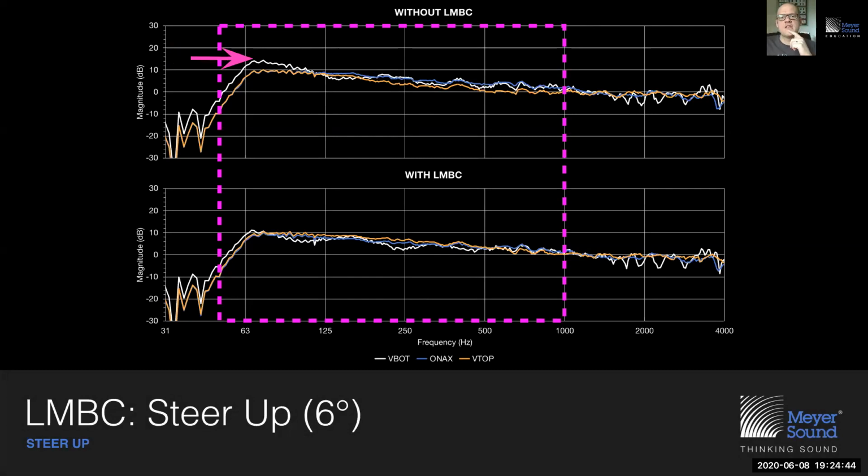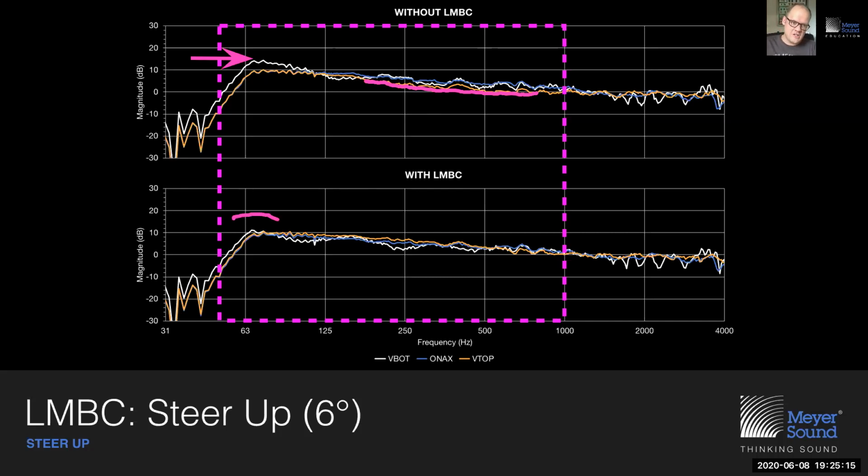Notice that also in the end of the audience, which is the orange line, we have substantially less of these frequencies because the beam is doing a nosedive somewhere halfway through the audience. So we wanted to steer that beam towards those distant spectators. And we ended up managing to do that when we turn on the LMBC with the 6-degree steer up.